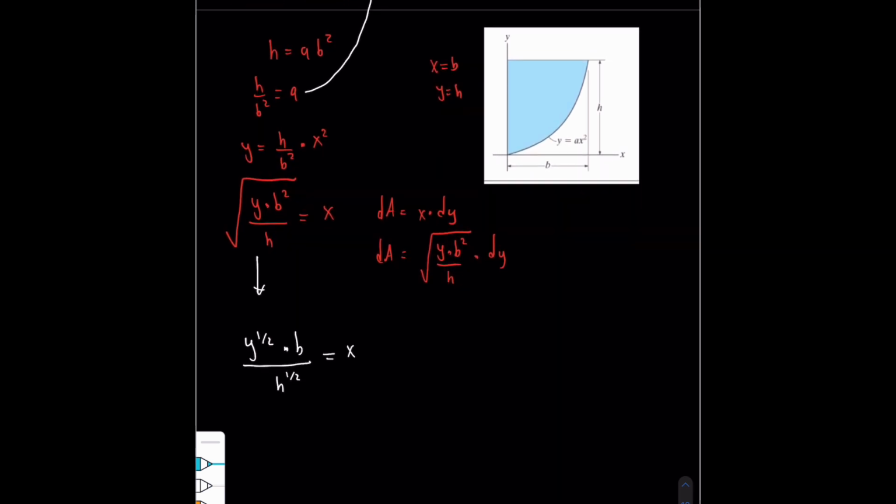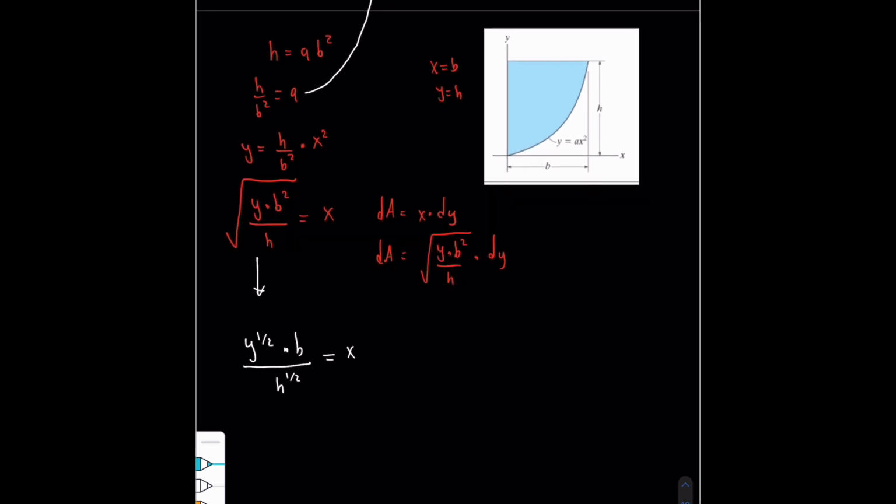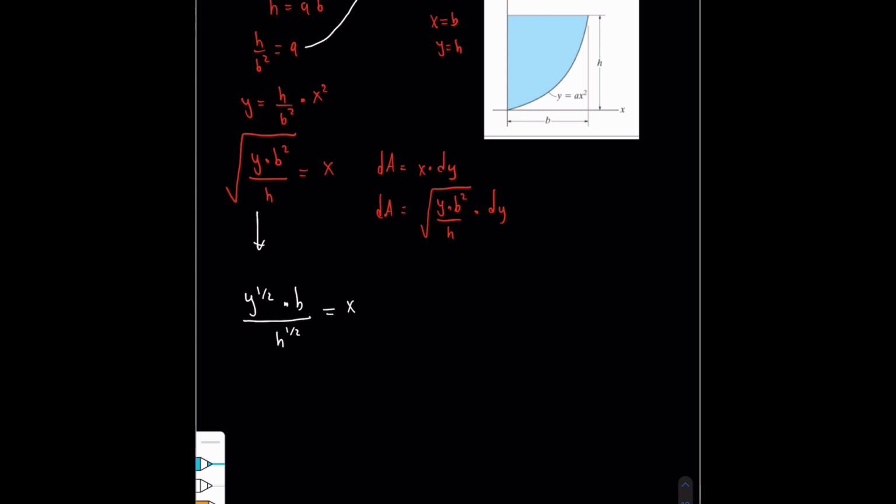Okay, now we actually have all we need here. We have all the components that we could plug in to find this integral. So I'm going to write here, we have all we need. Now plug into the equation to find the integral. Sorry, the centroid.